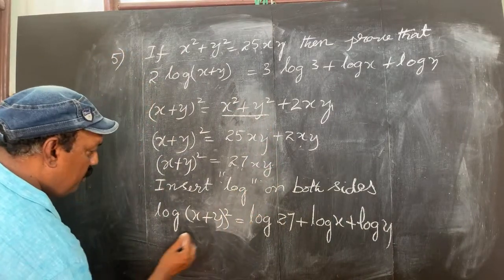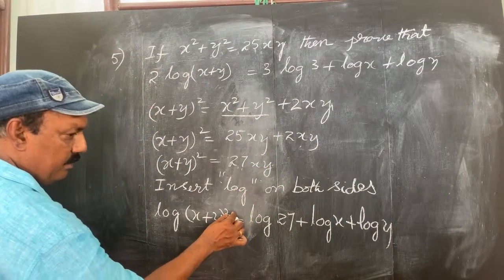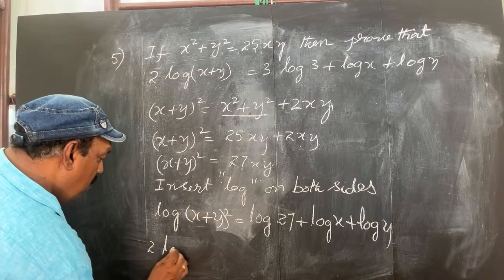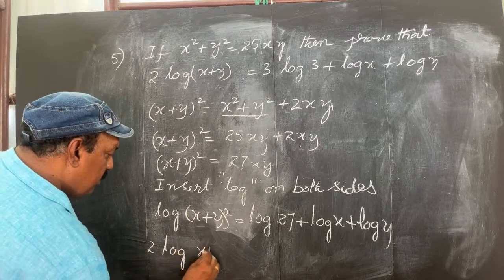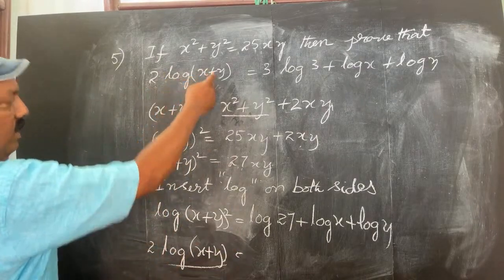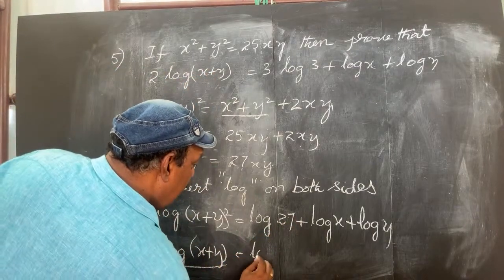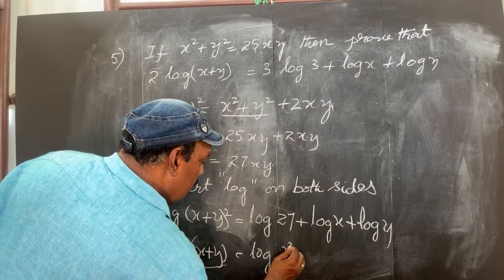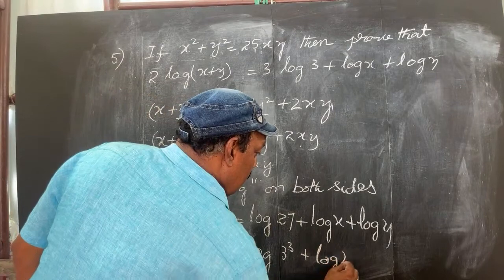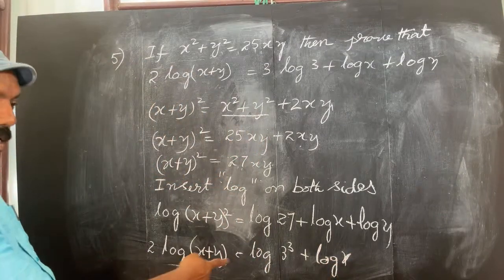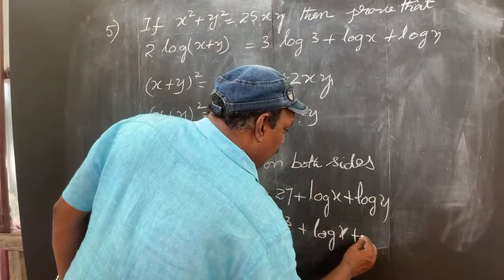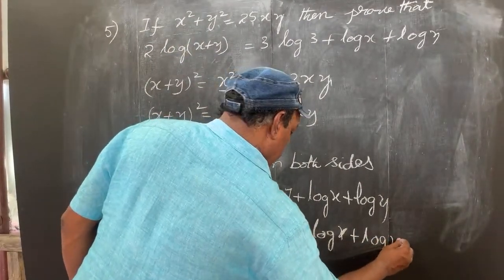Now here comes the point: because this is the exponent, it will become the coefficient here. You can see log (x plus y), that became the coefficient. So here we got some conclusion. Now 27 we can write as log 3 cube, plus log x, plus log y.